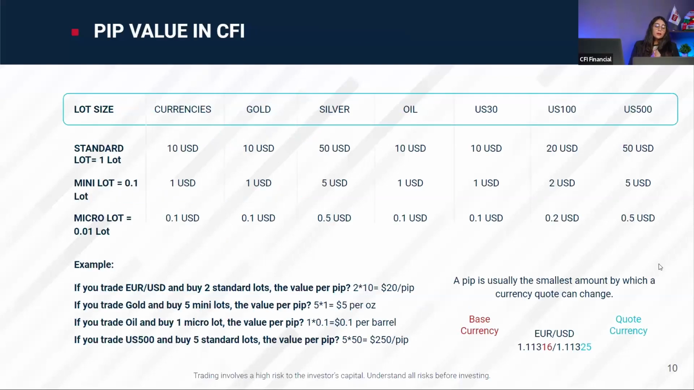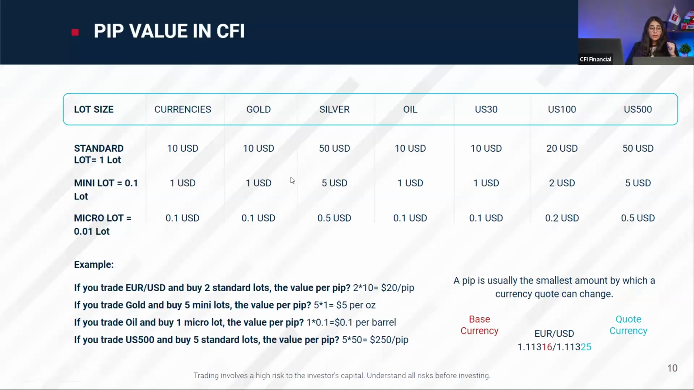So we just talked about how to calculate the pip. Now we're going to talk about how we can calculate the pip value. So I'm going to take gold again as an example. Let's say one standard lot of gold. If I bought gold and the price rose 2 pips, that means I would approximately win $20.